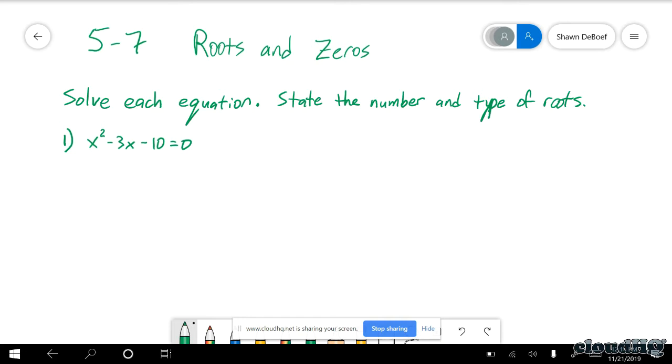It looks like this one is factorable. So I would probably go ahead and factor it. So we get x plus 2 and x minus 5. Those are the factors. And then to finish solving, set each factor equal to 0. Solve them both, and we get -2 and we get +5.